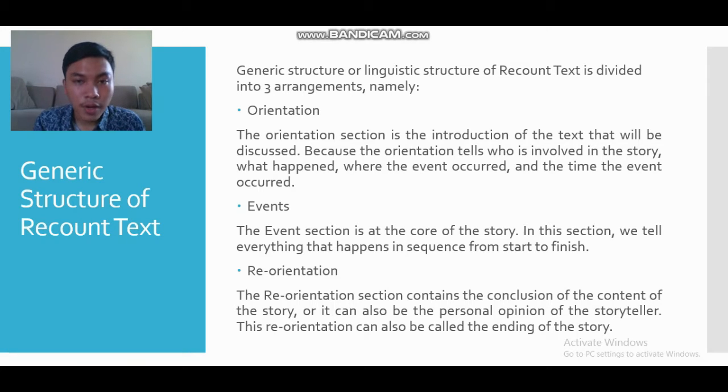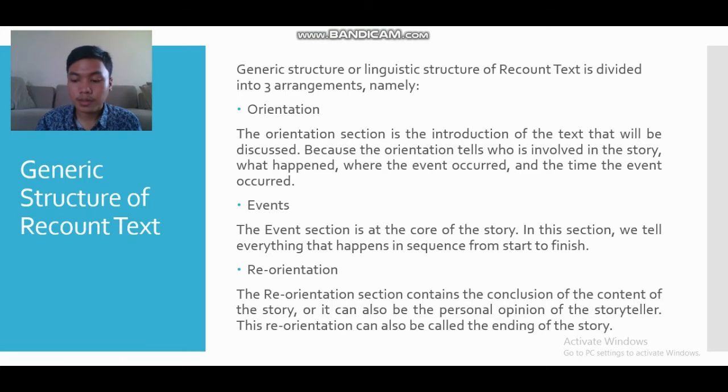Number 2, events. The events section is the core of the story. In this section, we tell everything that happens in sequence from start to finish. Number 3 is reorientation. The reorientation section contains the conclusion of the content of the story, or it can also be the personal opinion of the storyteller. This reorientation can also be called the ending of the story.